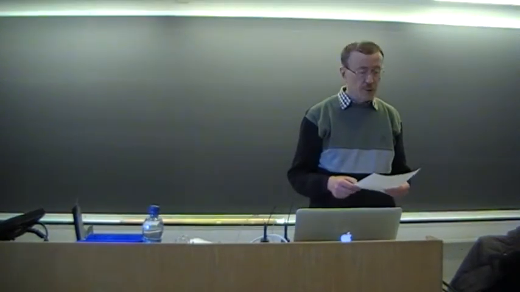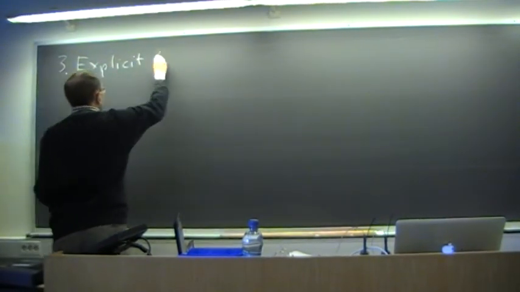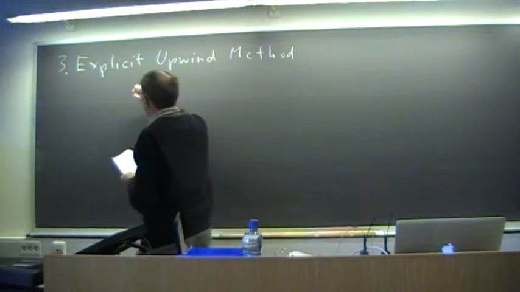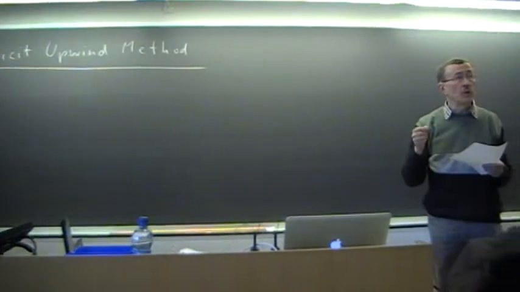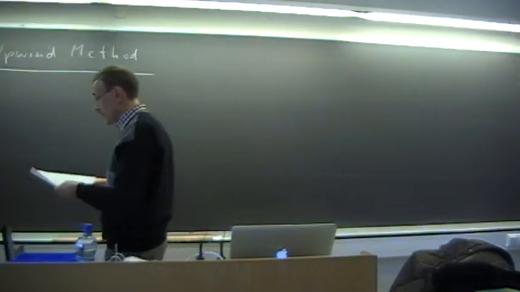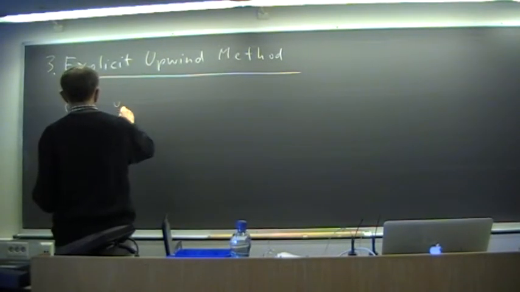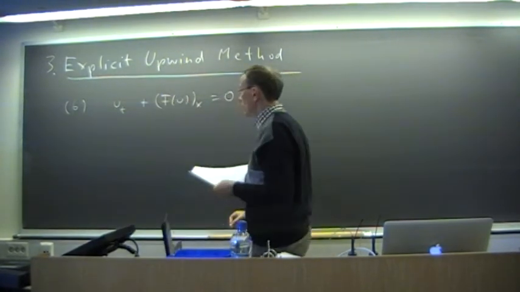Okay, let's continue. So now we want to look at the explicit upwind. And we want to look for the explicit upwind method applied to a conservation law. So remember, the conservation law that we are discussing is in the form number 6. We write it in this form, u_t plus f(u)_x is equal to 0.